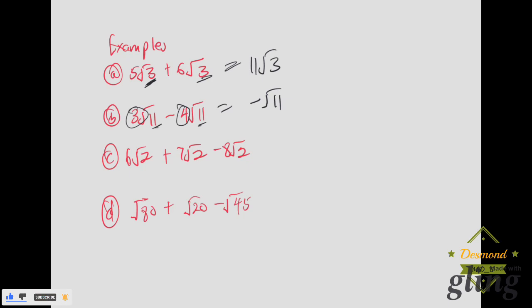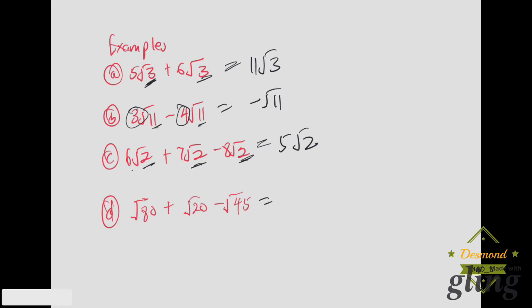Then we have 6 root 2 plus 7 root 2 minus 8 root 2. So we have like term root 2, root 2. Therefore, we can combine them. So we have 6 plus 7, which will be 13 minus 8, right? Then you get 5 root 2.